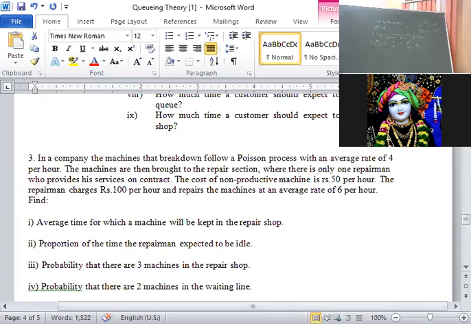Okay. Very good, very good. Correct. Everybody apply the same formula.